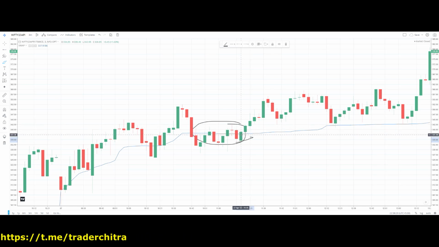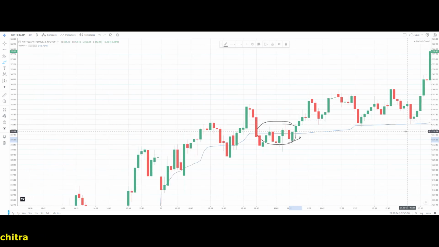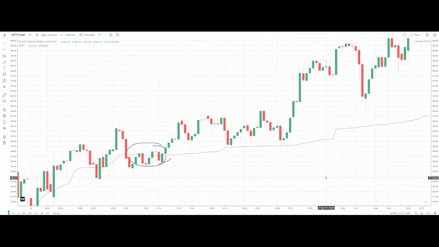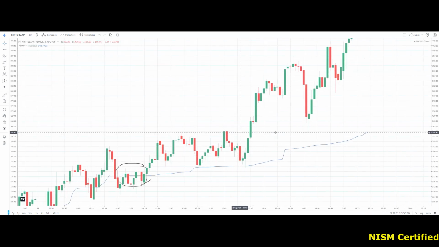So the high of this green candle is 339, and Nifty made a high of 355. So only this is a stop loss trade, and after that we got a nice target, and again the Nifty retraced till VWAP, that is 12:18, and after that we got the target. So Nifty was trading the whole day above VWAP.